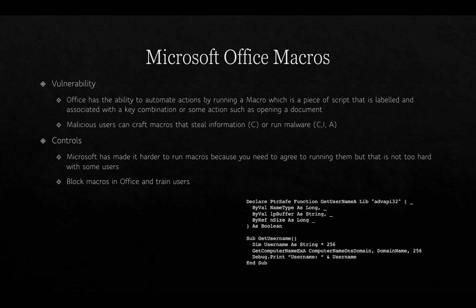So Microsoft has made it harder to run macros because you need to agree to running them before they run. But that is not too hard, as I said. And so the approach to this is block the macros in Office and train users. And then to the right gives you an example of some type of Office macro VB script that does something malicious, gets a username, for example, of a user.